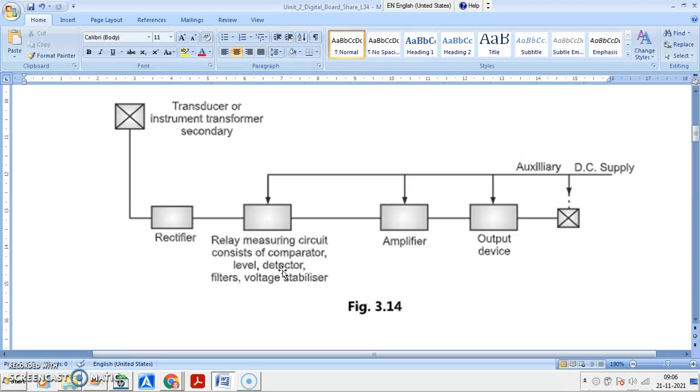Then transducers are there to convert any particular signal to an electrical signal. You may have different types of signals that can be converted into electrical signals by using transducers, and then they can be fed to the static relays. Are you able to see this? You may have remote backup and monitoring.